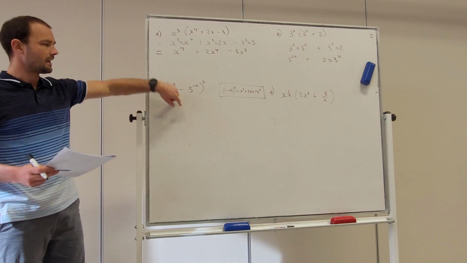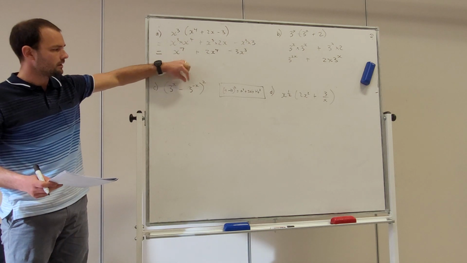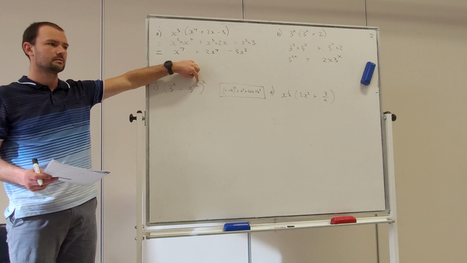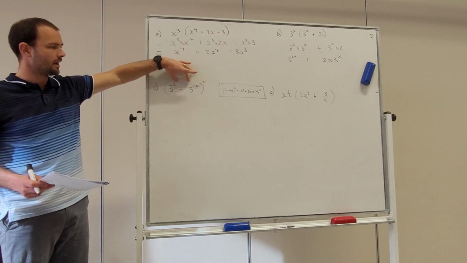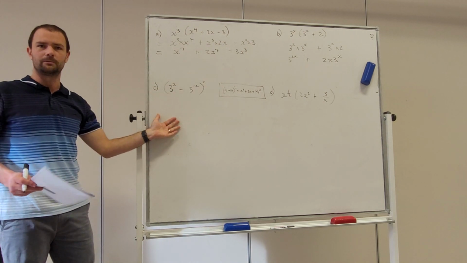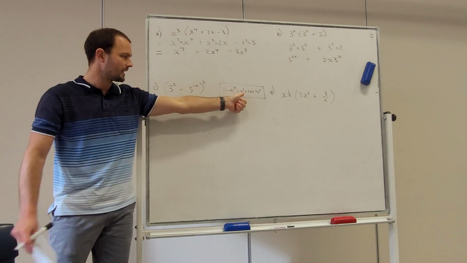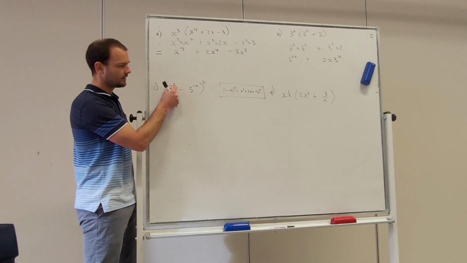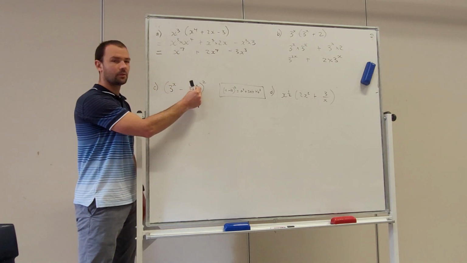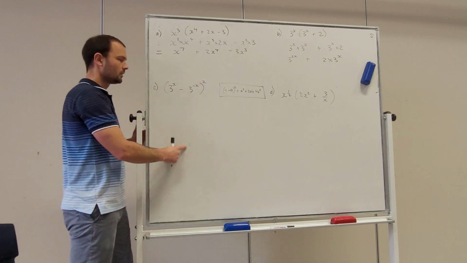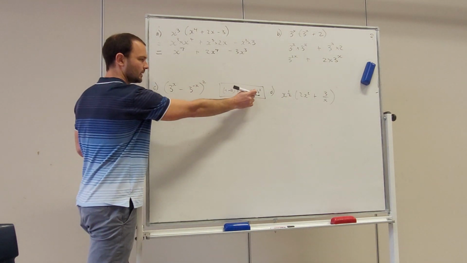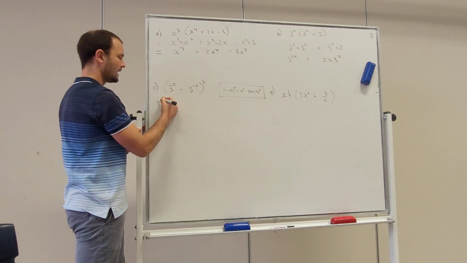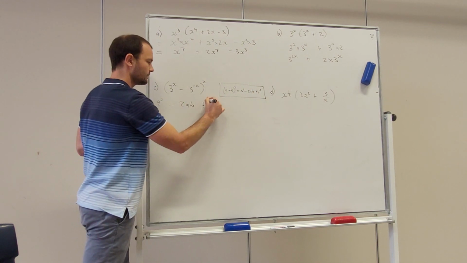Now with C, we have 3 to the power of x take away 3 to the power of minus x, squared. So this is an important one, Sam. This is a perfect square. If you want, you could do a FOIL by writing them out next to each other, but the simplest way is to do a perfect square. So A corresponds with 3 to the x, and B corresponds with 3 to the minus x. If we have A take B squared, it becomes A squared, take 2AB plus B squared.